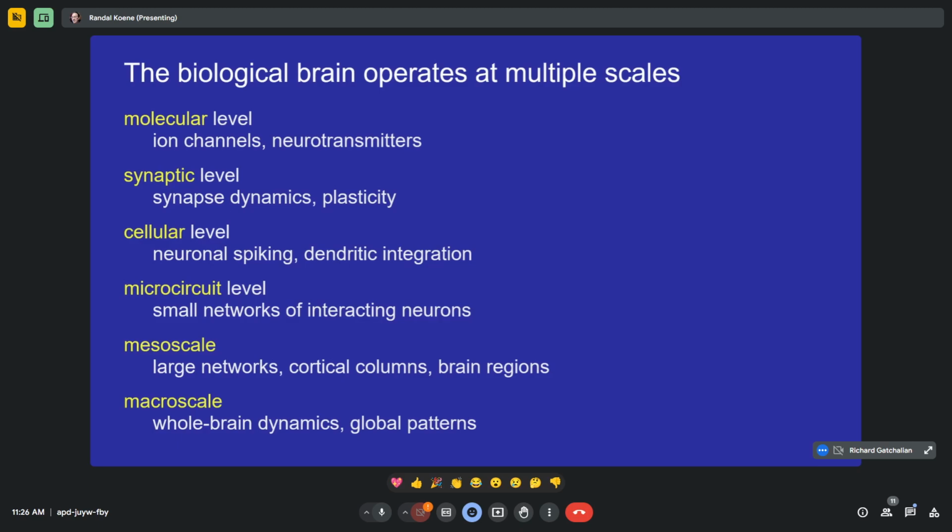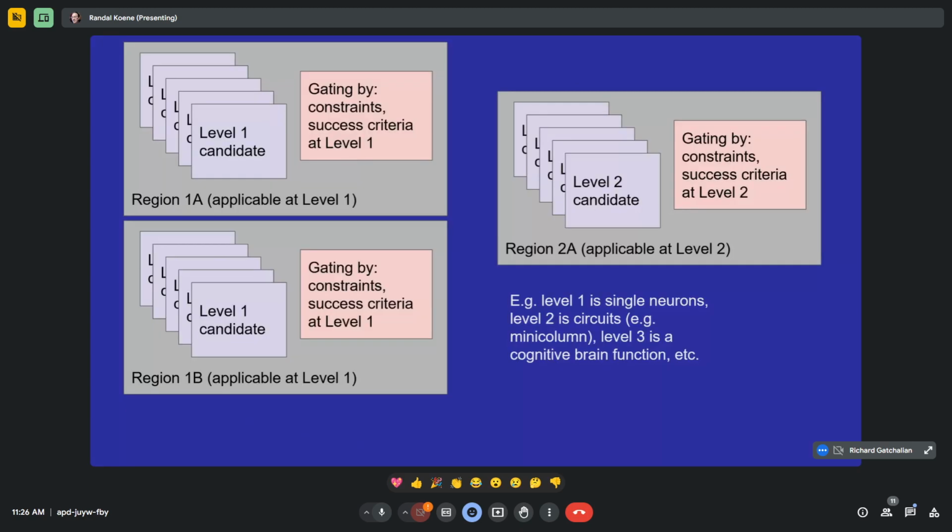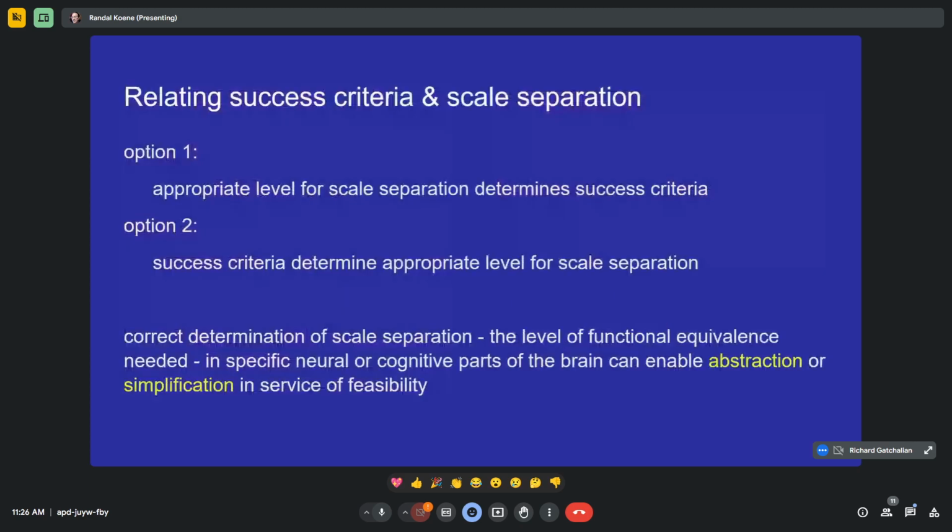The biological brain operates at multiple scales, and here's a list of candidate scales. These were also mentioned in the 2008 roadmap document. So you've got molecular, synaptic, cellular, and microcircuit levels, or the meso and macro scales. This diagram here needs some work. It was meant to say something along the lines of different levels at appropriate scale separation in different regions and how they work together, but this is not ready, I think.